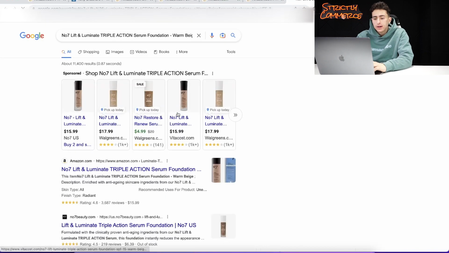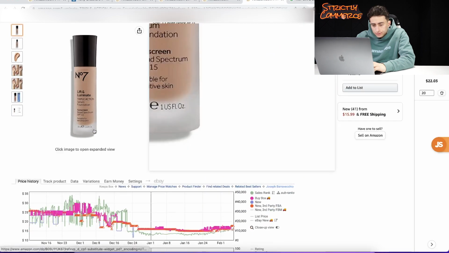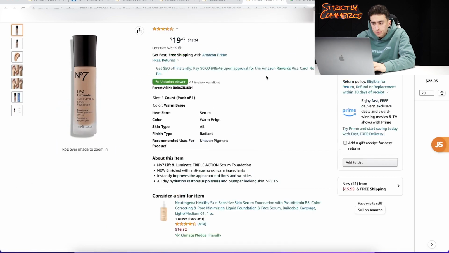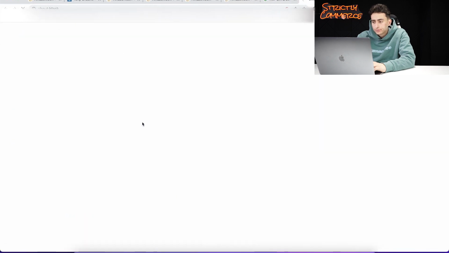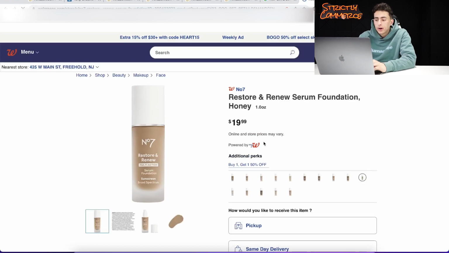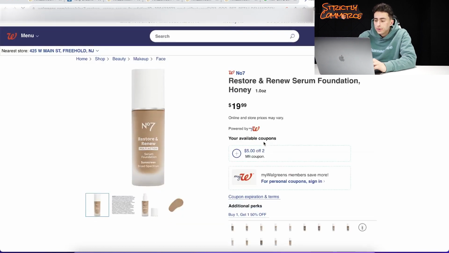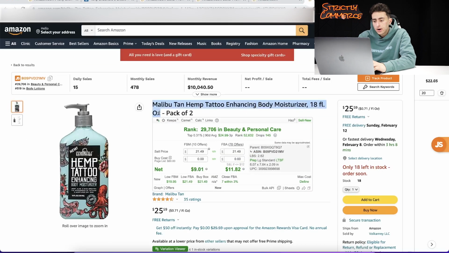This is number 7 Beauty, 1 ounce. How much is this? 1 fluid ounce. Okay, this could be a good start here. Oh, $19.99, buy one, get one 50. So they're going to be roughly 15 bucks a piece. Nope. Okay, right here, the Malibu, 18 ounce.